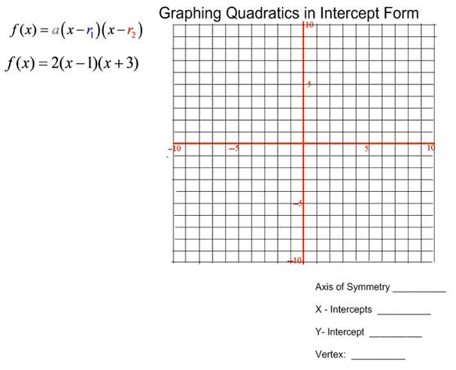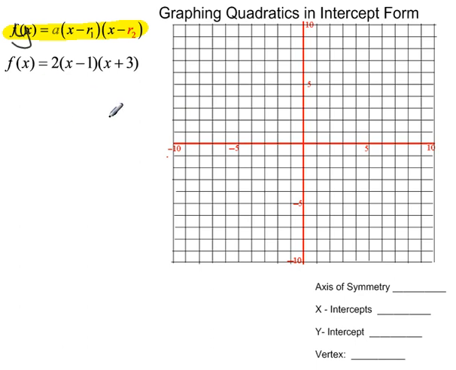Okay, we're going to take a look at graphing quadratics in intercept form. Intercept form is represented by this equation where we have f of x, which, don't forget, just means y, equals a times a quantity x minus r1 times a quantity x minus r2.